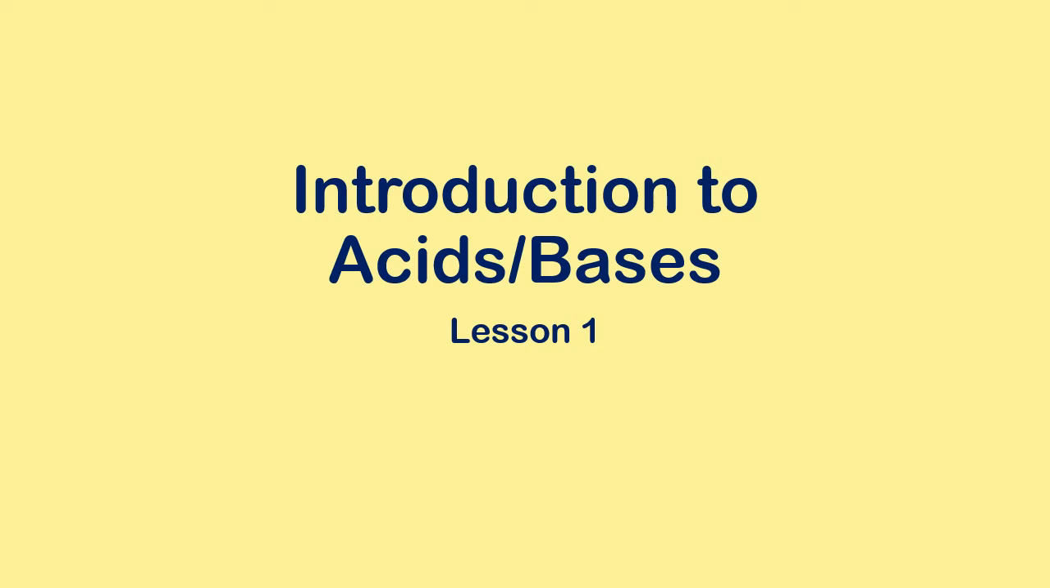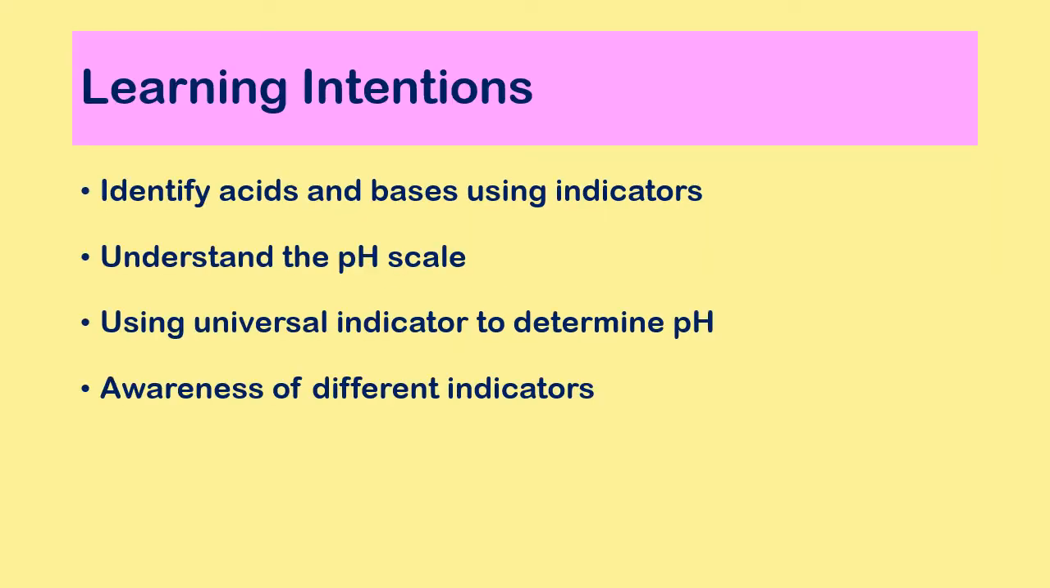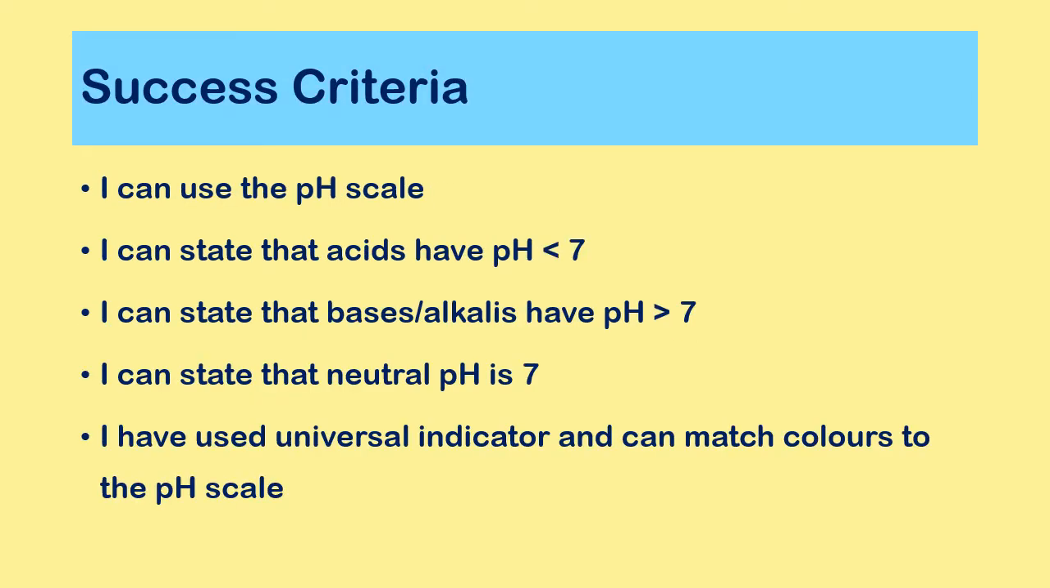Our learning intentions, we'd want to be able to identify something as being an acid or a base or alkali using indicators, understand the pH scale, understand how to use universal indicator to determine the pH of a material, and also to be aware of different indicators.